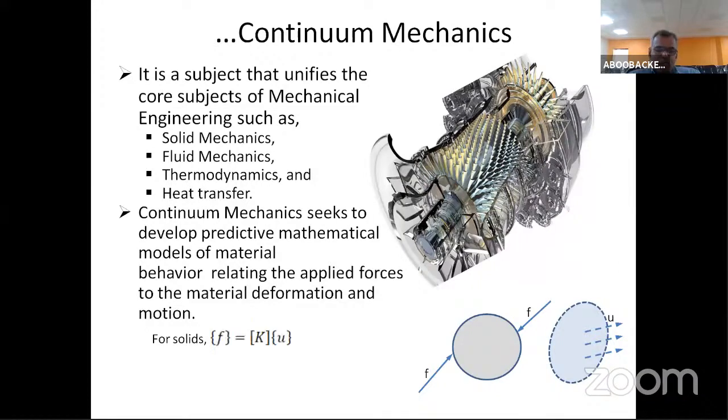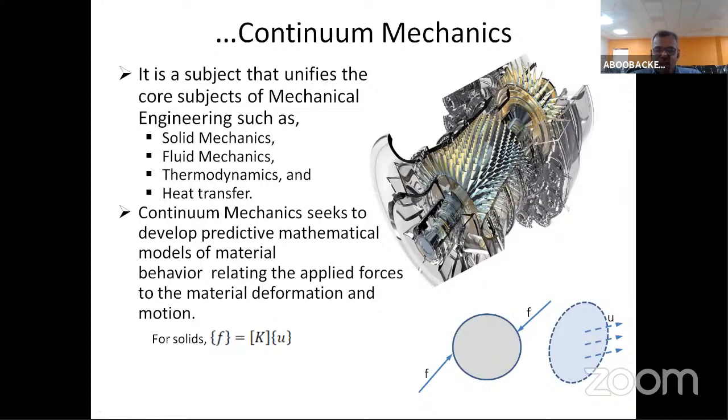For solids, we will be expressing the force, as a number of forces will be there, so we can represent it as a vector. The system of forces, F, will be a function of displacement or deformations, and it will be related by the behavior or physical constants of the material. So force will have a deformation vector or displacements, but it is proportional to the physical constants or physical properties of the material.